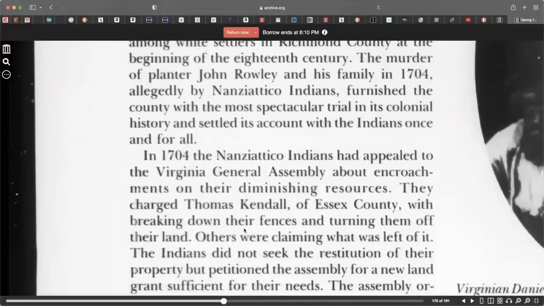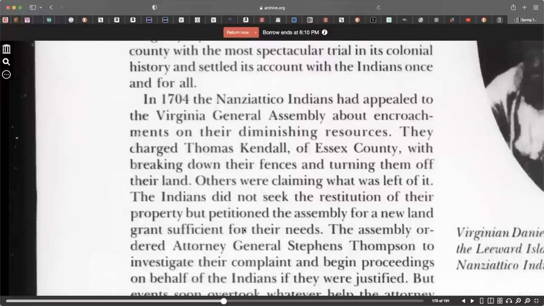In 1704, the Nanziatico Indians had appealed to the Virginia General Assembly about encroachments on their diminishing resources. All right, so the Nanziatico Indians were bringing up these protests. They were trying to do it the right way. I want to emphasize that. They were trying to get the people that were supposedly in charge, the colonists who were forcing these people to live in certain areas and trying to take their lands, to go by their rules. They didn't just say, hey, man, your people are messing with us.